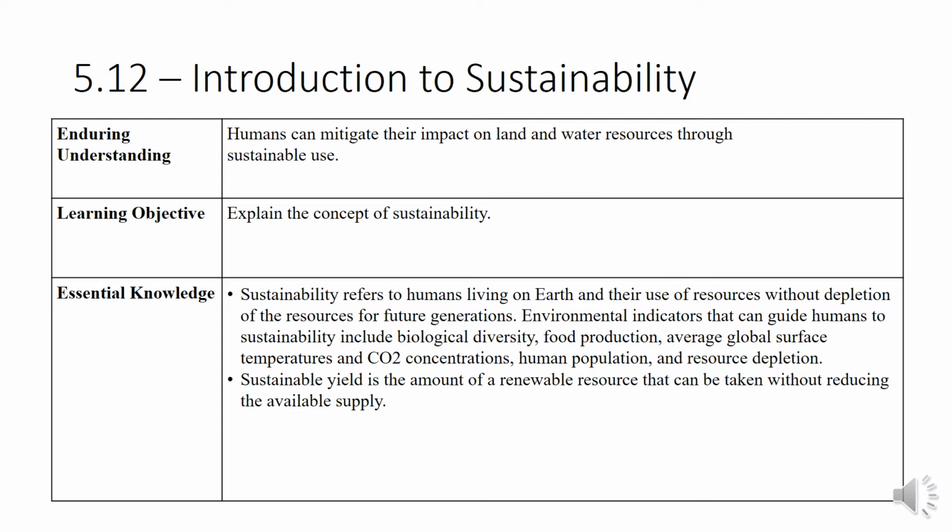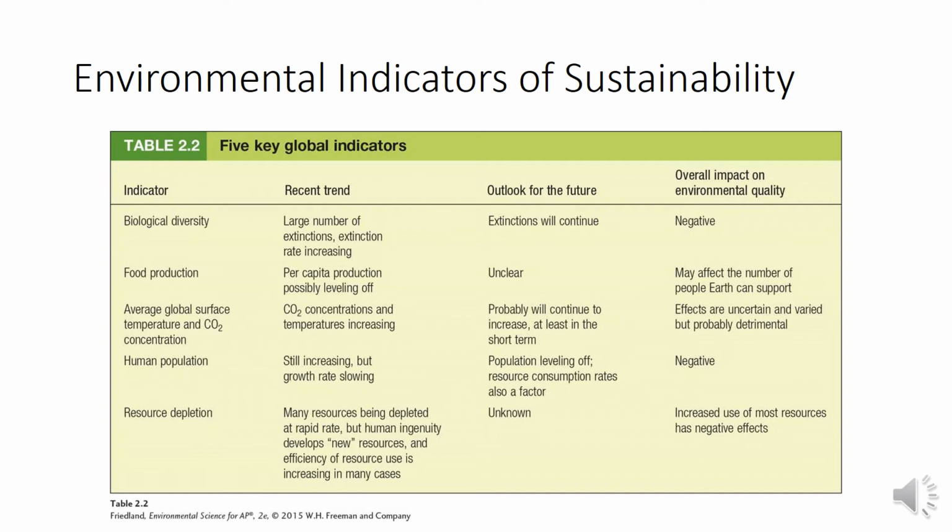And again, here are your essential knowledge points about sustainability. You have these indicators of sustainability, looking at how good or bad we're doing at how sustainable our lifestyle is, or as a human population really. So if we're looking at biological diversity, if you have a high biological diversity, we're doing pretty good. If it's a low biological diversity, not so good.